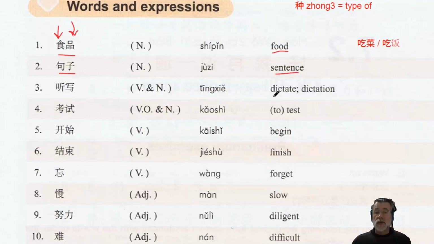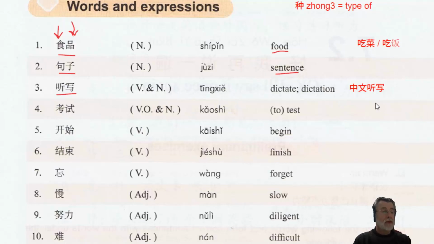Moving on to our next word here, we've got dictate or dictation. So it's either a verb or a noun, depending on how you use it. And that is 听写, which I really love because if you think about it, it says exactly what it is. You listen and you write. Whereas dictation, that's a little bit of a longer jump from the word to the concept. So, if you want to use it as a noun, you might say something like 中文听写.